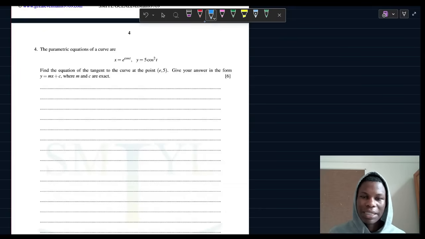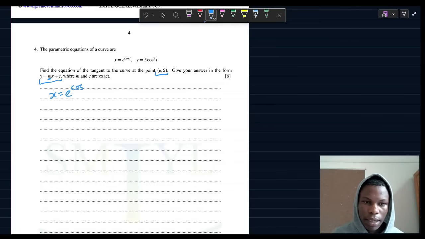And the reason we want to differentiate is so that we can find dy dx. Remember that dy dx is your gradient function. It gives you the gradient of the tangent to the curve at any point on that curve. And since here we want the equation of a tangent to the curve, it makes sense for us to get dy dx, because dy dx will allow us to find what m is. And then once we know what m is, we can simply use this set of coordinates to find c. So let's start with x is equal to e to the cosine of t, and we want to differentiate this.